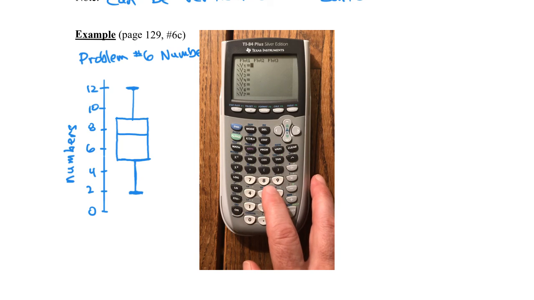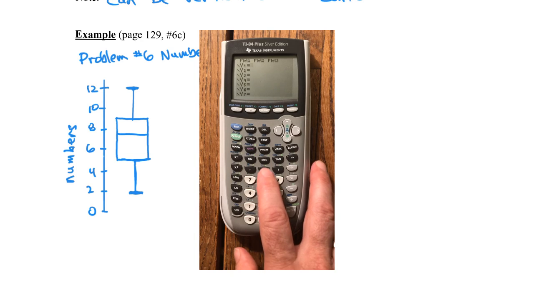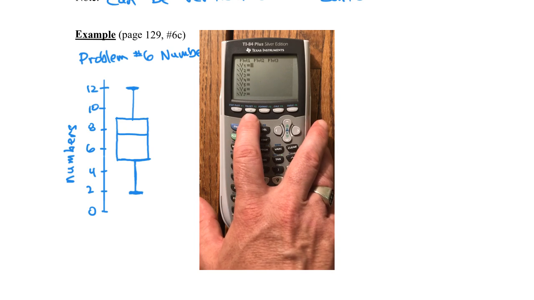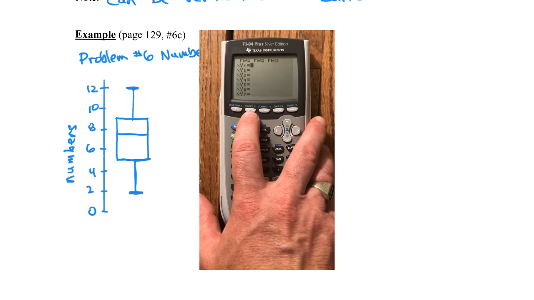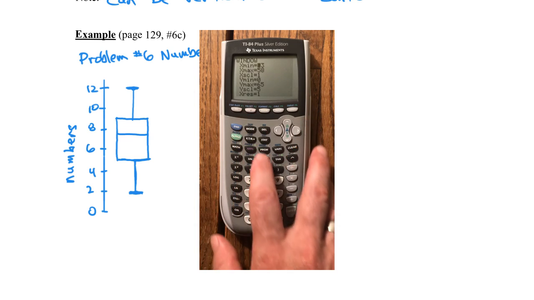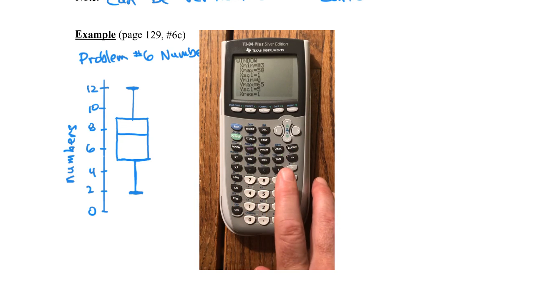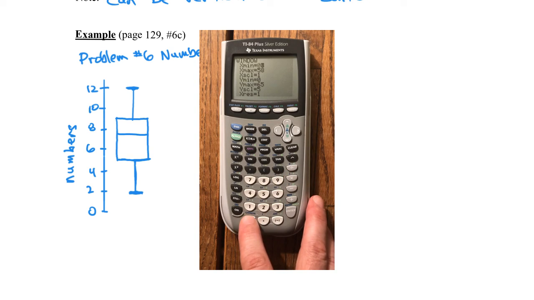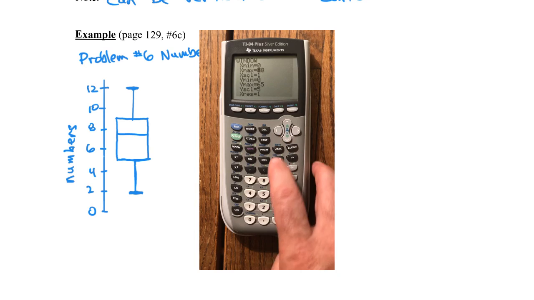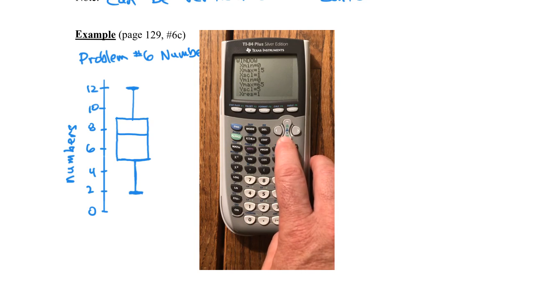Okay, so we're gonna make a box and whisker plot. So we need to set our window. So let's go to the window key right here. Hit window, and we just need to cover the data. And our data go from 2 to 12. So just to make it simple, I'm just going to go 0 to 15. And I'll put a tick mark every 1 unit.